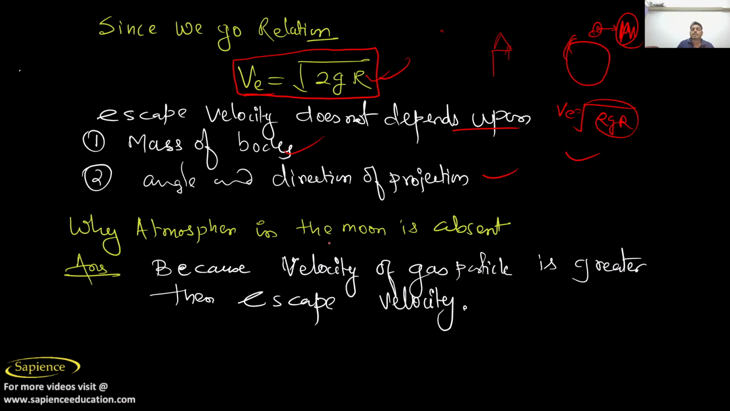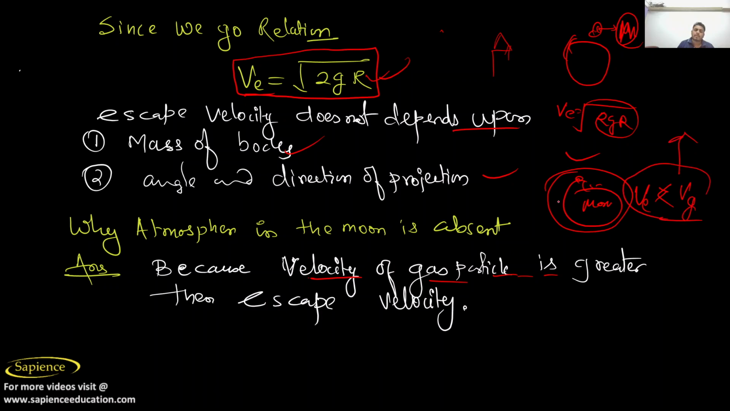Now, why is the atmosphere on the moon absent? You know that on the moon there is no atmosphere. Why? Because a gas particle has some velocity. If any mass has a velocity greater than the escape velocity of the planet, it will escape out. For example, if a body has 11.2 kilometer per second and is going up, it will go beyond the earth and escape the earth's gravitational pull. Similarly, the kinetic energy or velocity of the gas is greater than the escape velocity. That's why there is an absence of atmosphere. I hope you have understood now, right?